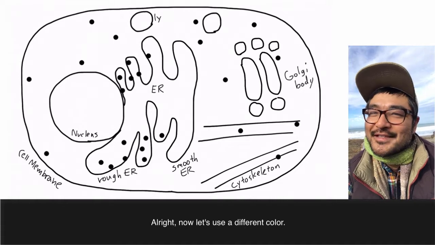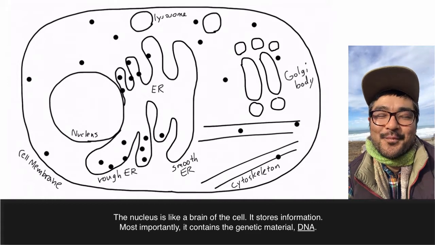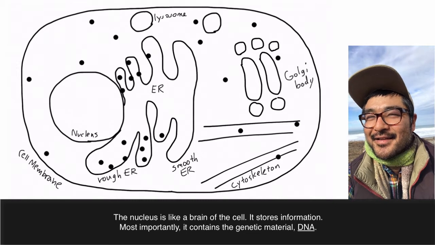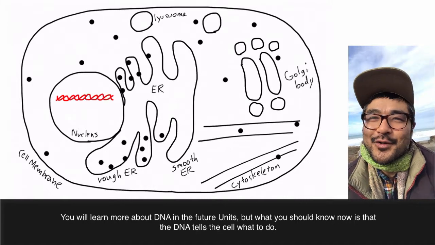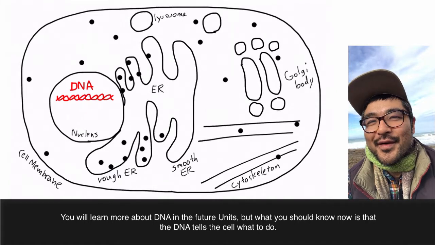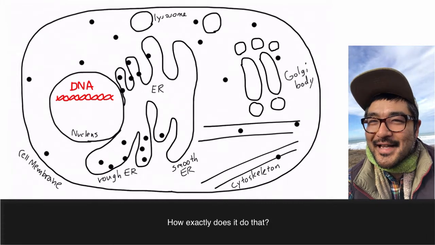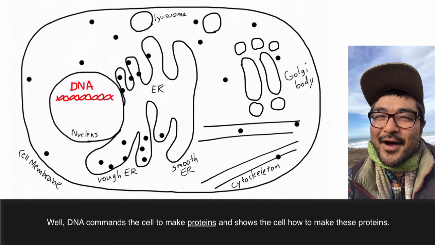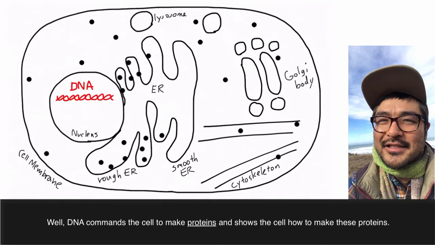Alright, now let's use a different color. The nucleus is like a brain of the cell. It stores information. Most importantly, it contains the genetic material, DNA. You will learn more about DNA in the future units, but what you should know now is that the DNA tells the cell what to do. How exactly does it do that? Well, DNA commands the cell to make proteins and shows the cell how to make these proteins.